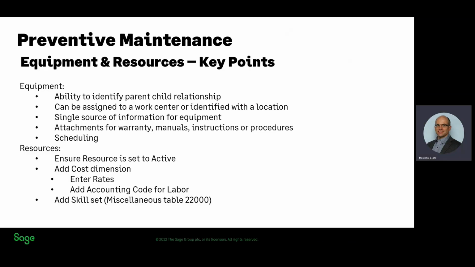Okay, so key points about equipment and resources. For equipment, a parent-child relationship with equipment can be established. A hydraulic motor is a child of the parent hydraulic system on a press, for example. Equipment can be associated to a work center or assigned to a location. The equipment function provides a single source of information with model number, serial number, and place for attachments. There's the ability to identify tasks to be scheduled to provide visibility of what maintenance tasks need to be done in the future and for when.